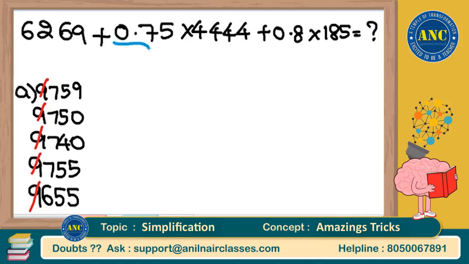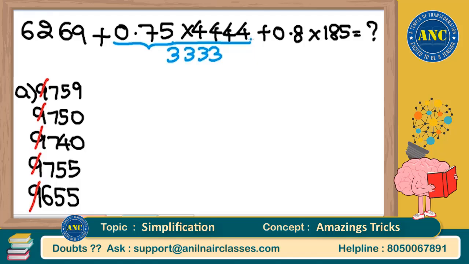First of all, 0.75 is 3 by 4. That 4 and 4444 will cancel. You are left with 3 into 1111. This entire value is 3333. You should solve that very fast.